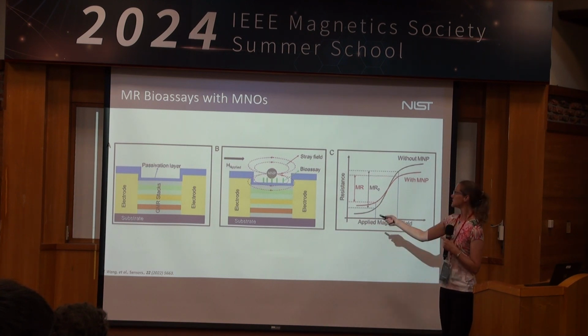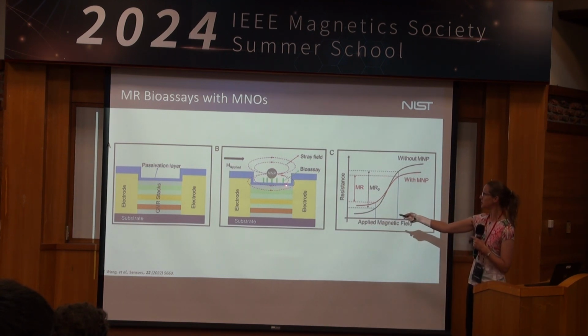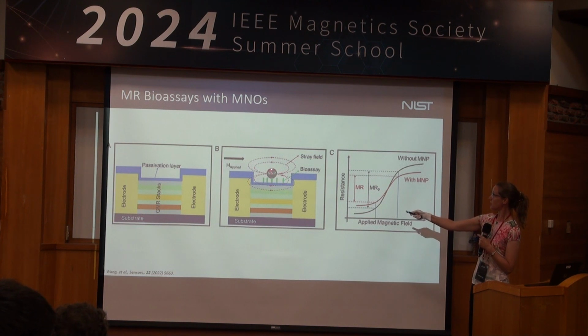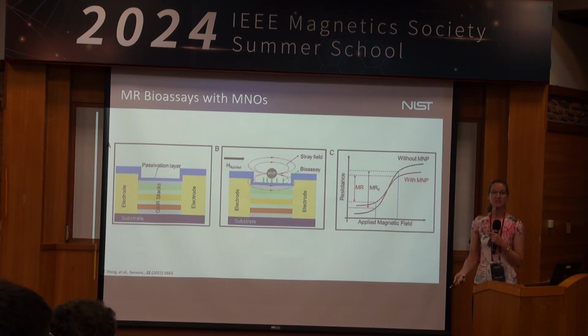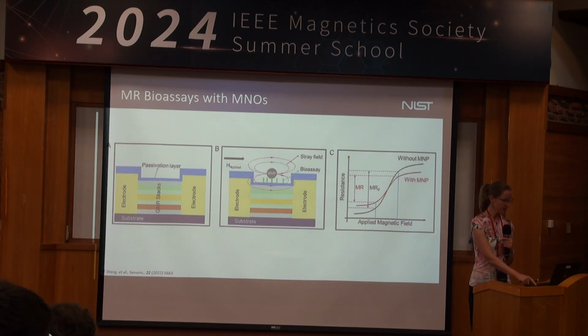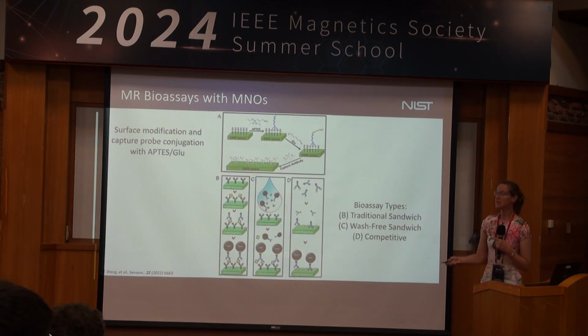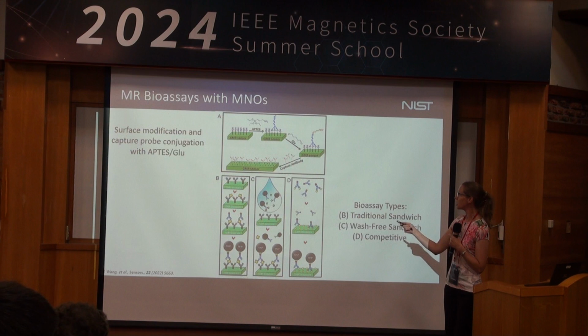And so you conjugate the surface down here, and then if you have another nanoparticle, it'll come in and attach. That's going to change the magnetization angle here, and so you're able to shift the MR. The nice thing about this is that it makes it a very quantitative measure. The difficulty is how do you go about doing the surface modification? So the aptase glue is a very common method.